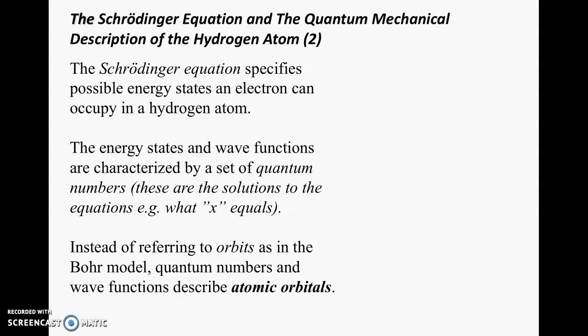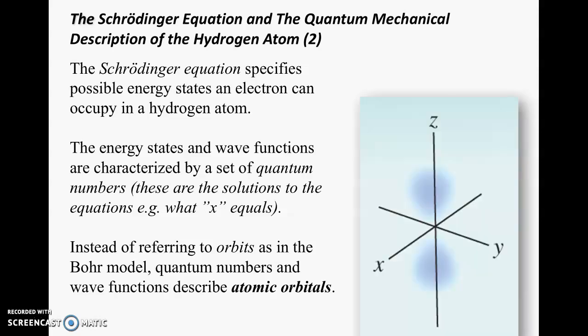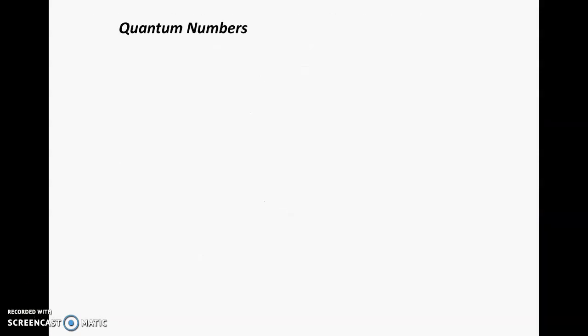And these are referred to as atomic orbitals, not orbits. And here's an example of one for a particular kind of electron. And you can see the electron density is in two, not really spheres, kind of teardrop-shaped areas along the z-axis. And we might actually call that a dumbbell shape.